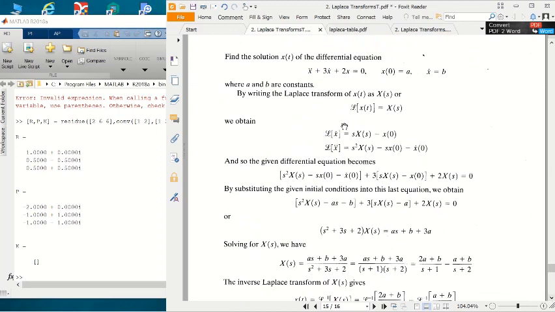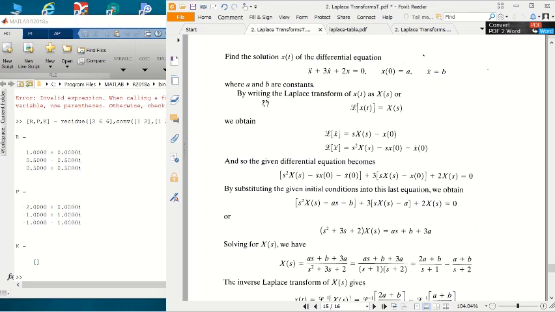Let's say we have this differential equation. The first step is to transform this into the Laplace domain. When we have one dot here, that means differentiate one level; two dots means differentiate twice. And these are the initial values given to us for x.